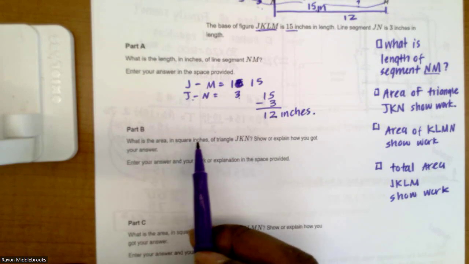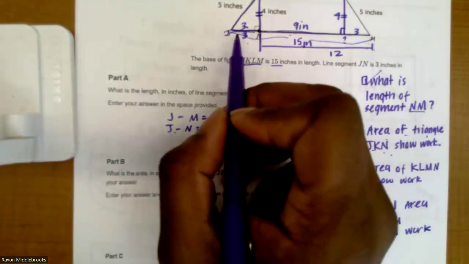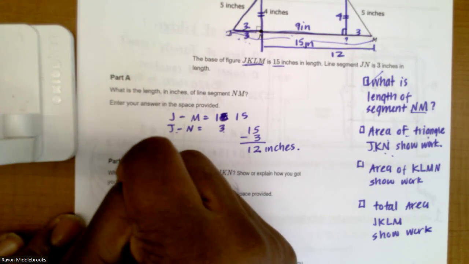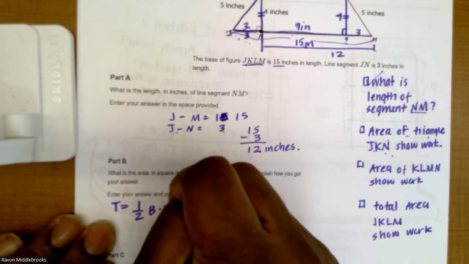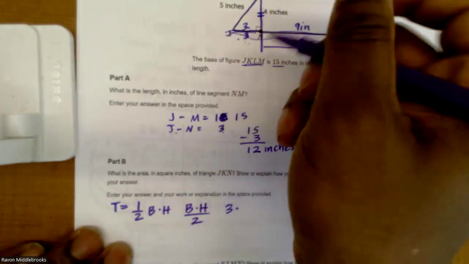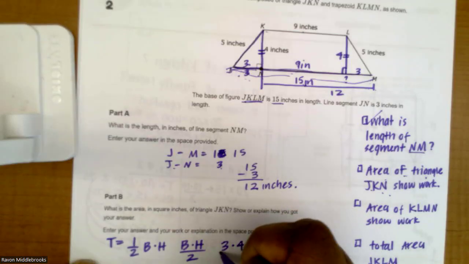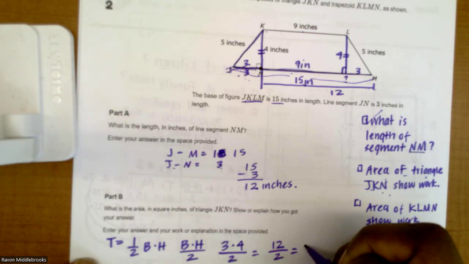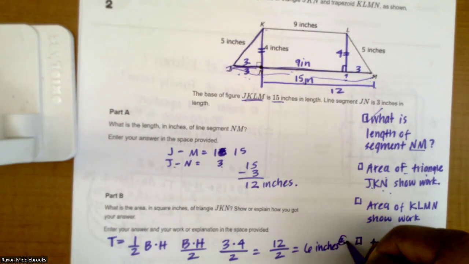What is the area of triangle JKN? Well, a triangle equals 1/2 base times height, or base times height divided by 2. The base is 3. The height is not 5 because that's slanted. The height is 4. 3 times 4 divided by 2 equals 12 divided by 2, which equals 6 inches squared because it's the area.